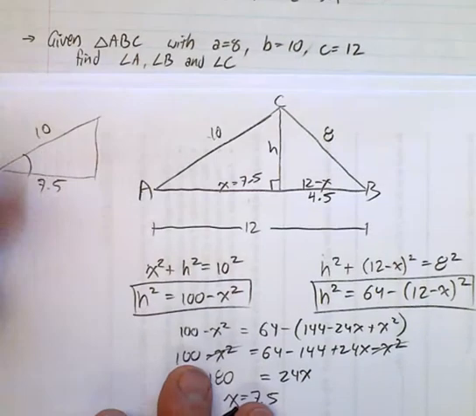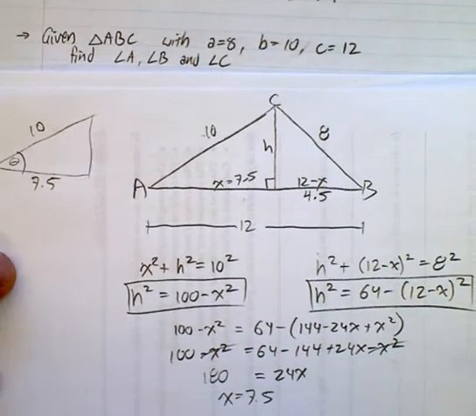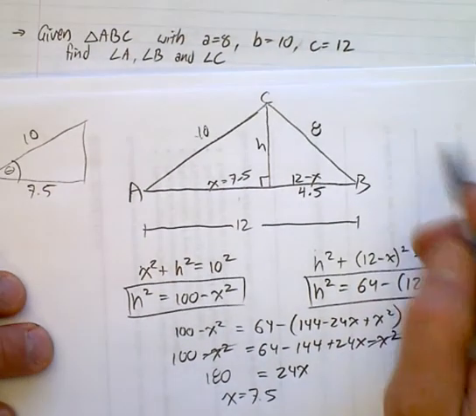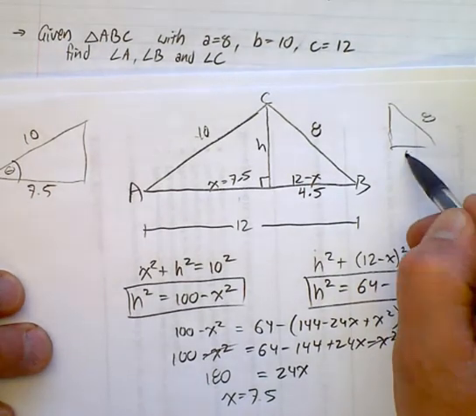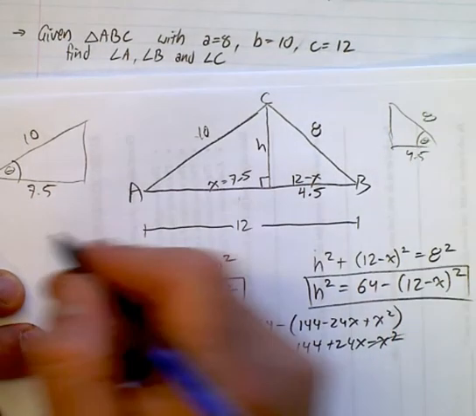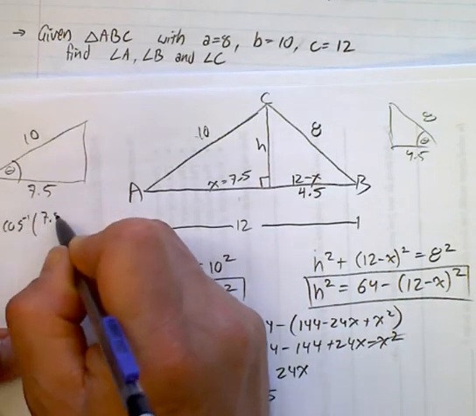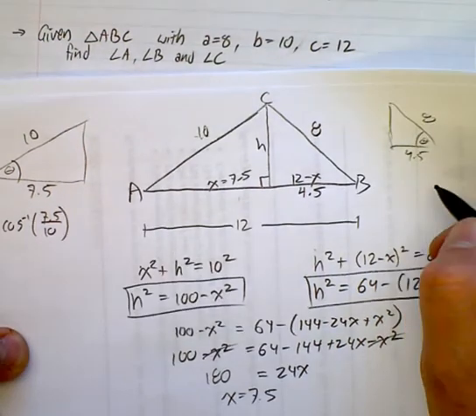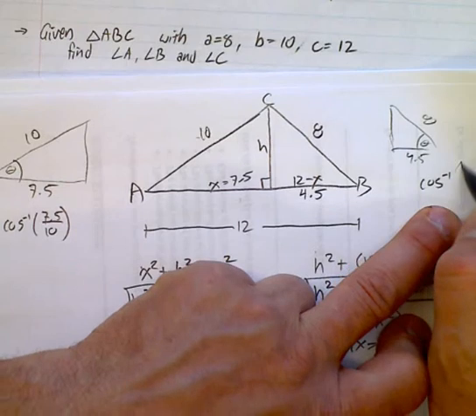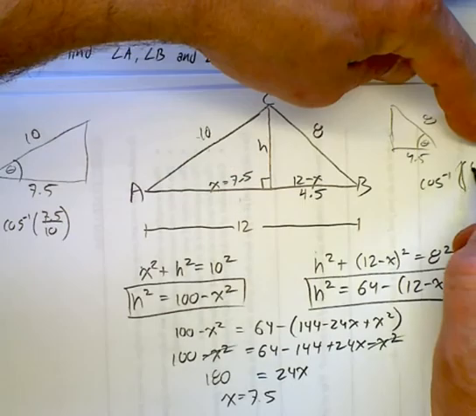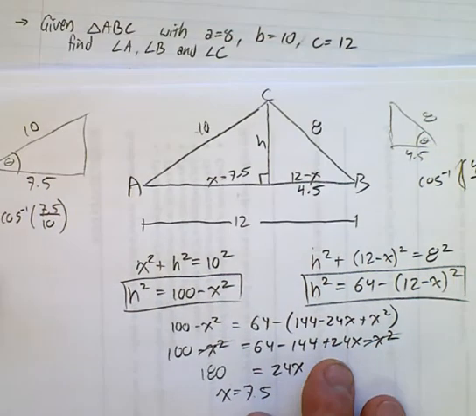If this is 10 and that's 7.5, I can find that angle, right? And similarly on this side, if I take this triangle out, that's 8, that's 4.5. I can find that angle. So here, cos minus 1 of 7.5 over 10. Here, cos minus 1 of 4.5 over 8. So let's do this one first.